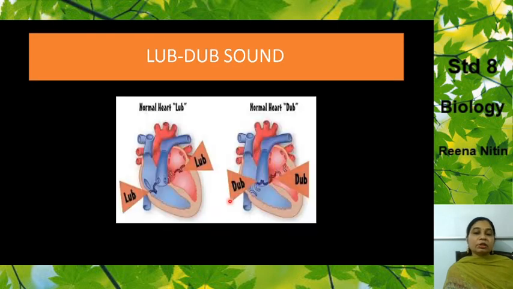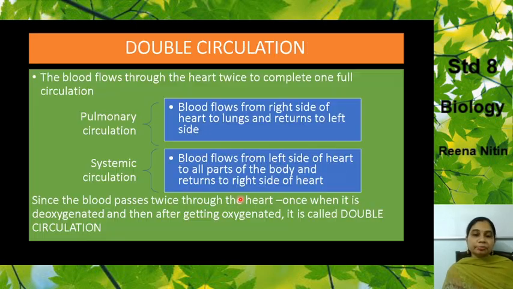So that is why we hear the lub dub sound. If you have ever used a stethoscope and tried to hear the beating of the heart, you will hear the lub dub sound. What is the lub dub sound? Lub is when the tricuspid and the bicuspid valves close, and at the same time the semilunar valves open. And the dub sound is when the tricuspid and bicuspid valves open and the semilunar valves close. So the lub dub sound is heard, and this is the heartbeat.